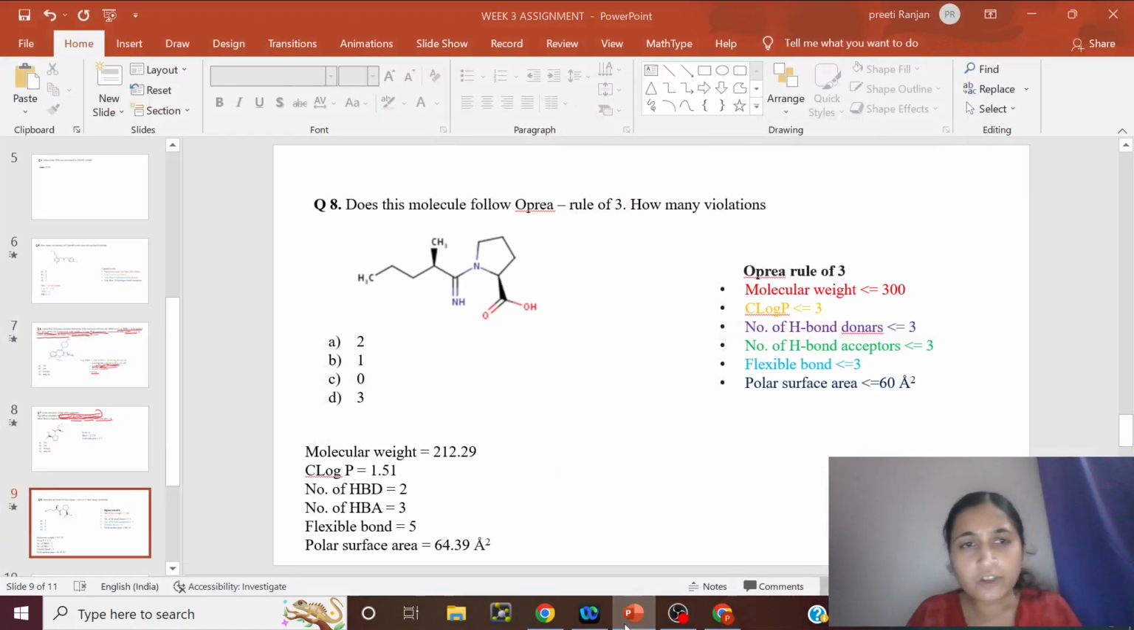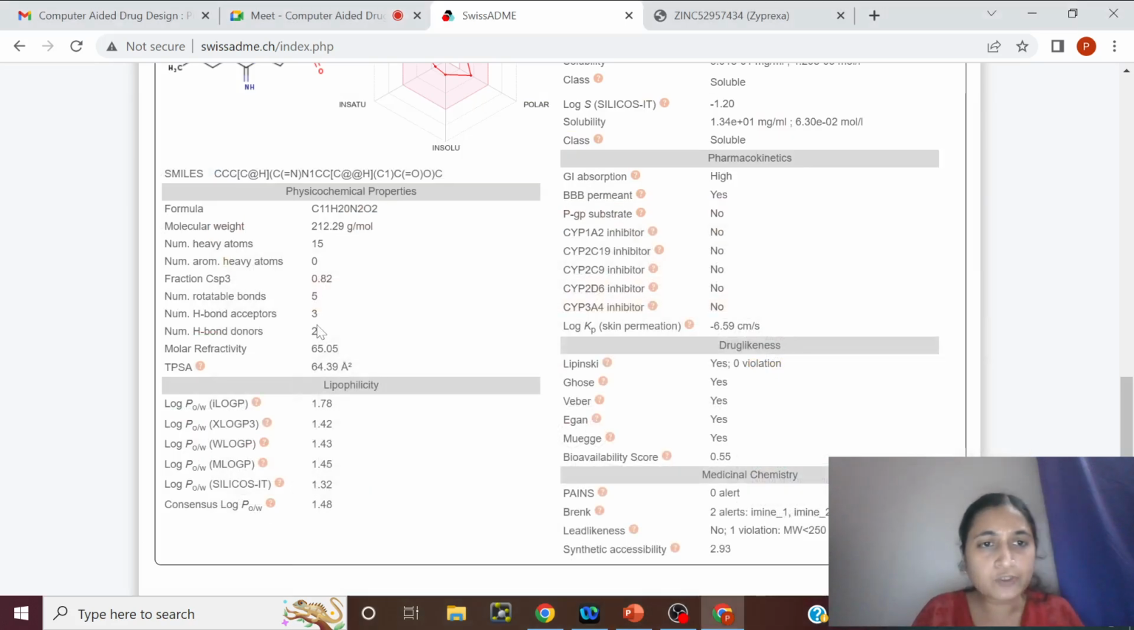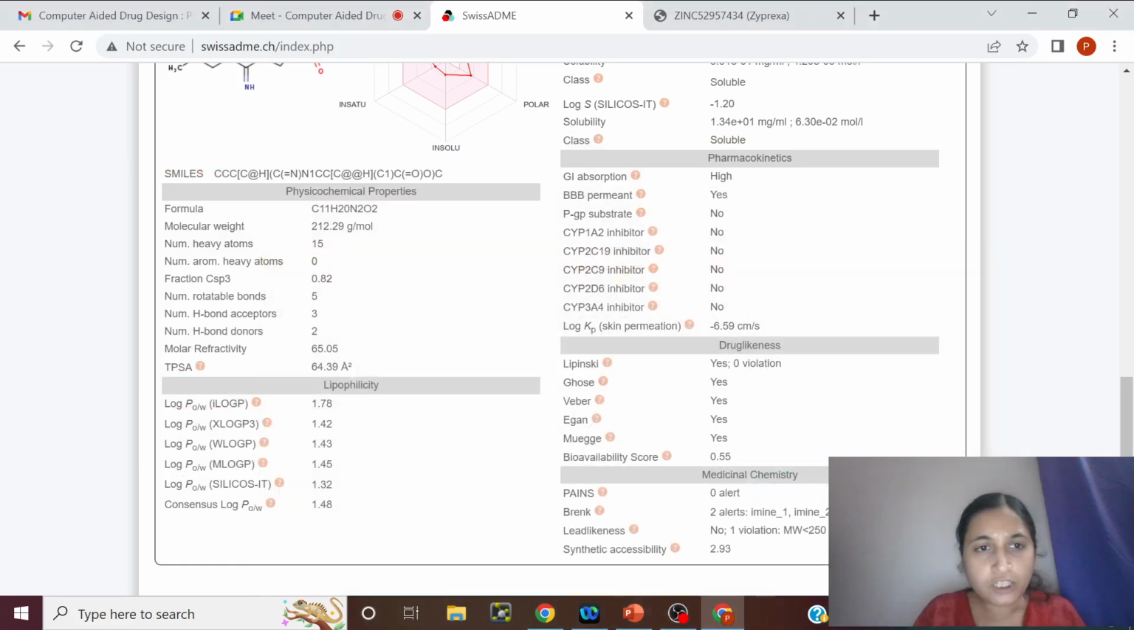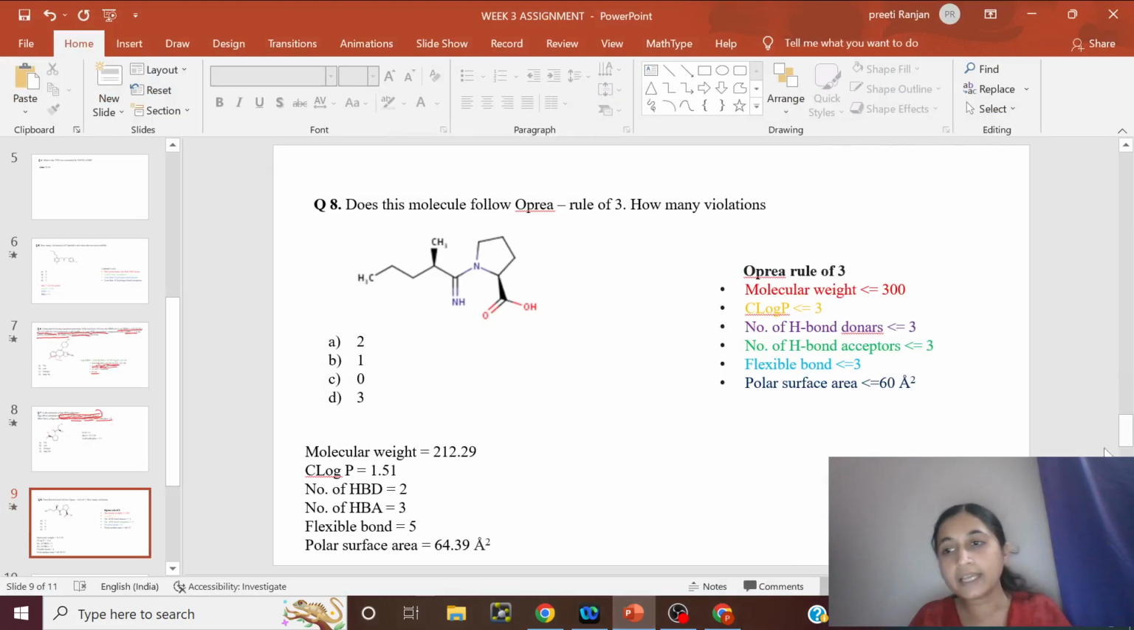Number of hydrogen bond donor and acceptor is 3 and 2. Then polar surface area is 64.39, and flexible bond or rotatable bond is 5. So now we will see.